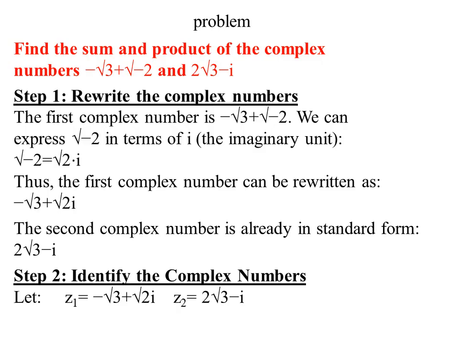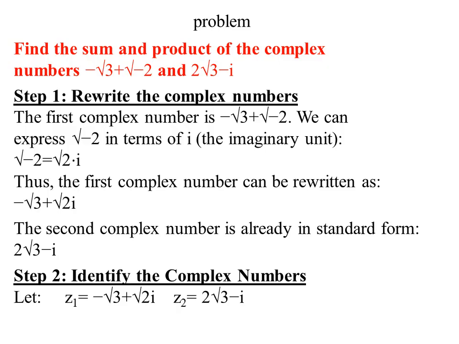So we can express √−2 in terms of i, the imaginary unit. That is, √−2 can be written as √2 i. Thus the first complex number can be rewritten as −√3 + √2 i. The second complex number is already in the standard form, that is 2√3 − i.